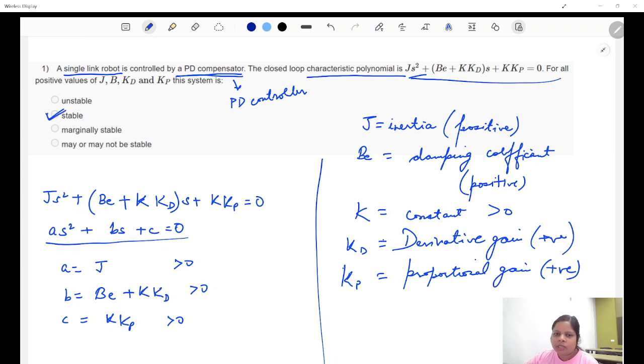So our first option was unstable. It is definitely wrong because unstable systems have at least one root with positive real part, which does not happen here. All the signs are the same, so it is not a problem. You don't have any pole which would lie in the right half, and we did not check that because it is just a second order system.